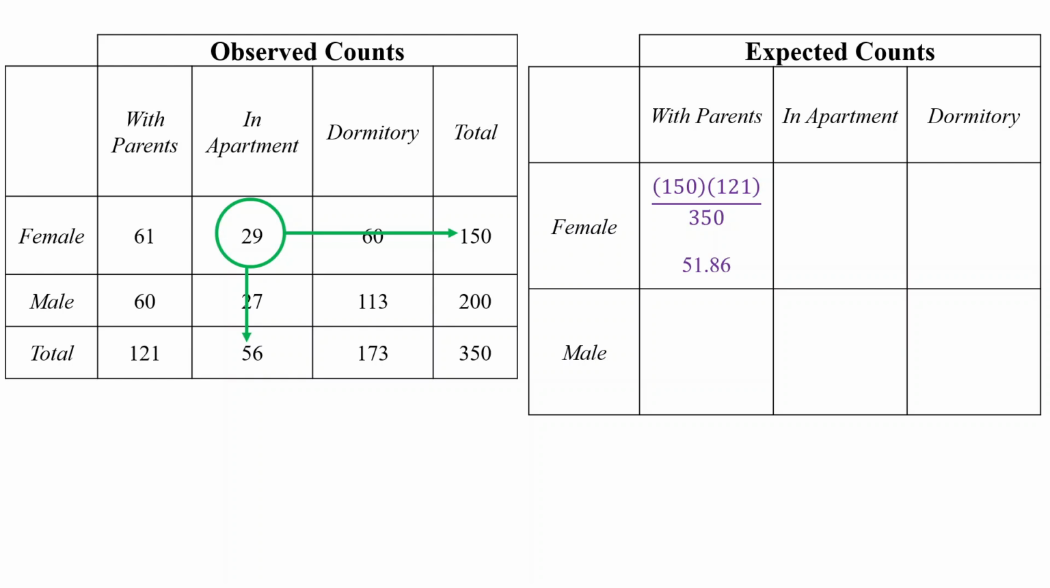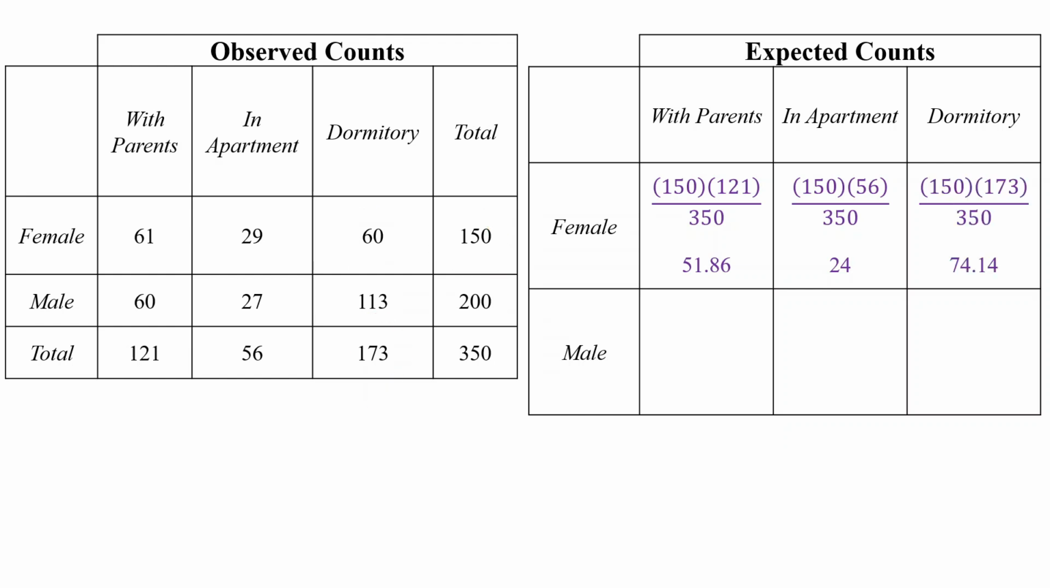So if I want to know female who lives in an apartment, I observed 29. To find the expected count, I take the row total of 150 and multiply it by the column total of 56, and then divide that by my table total of 350. I do that and I get the expected count of 24. And I'm going to continue doing that. So female in dormitory, the row total is 150, the column total is 173. So I'm going to multiply 150 times 173, divide by the table total to get 74.14.